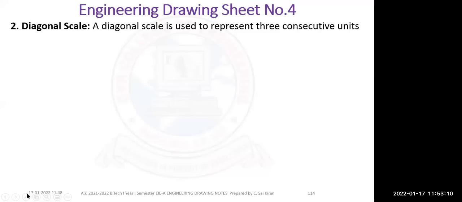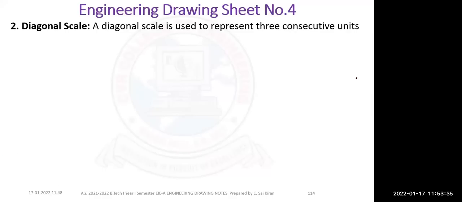So in the plane scale, we measure two consecutive units, two side-by-side units. But sometimes we need to measure three consecutive units. For three consecutive units, the plane scale is not feasible. So that's the reason we use the diagonal scale. Here we use a diagonal principle in order to make the third consecutive unit.